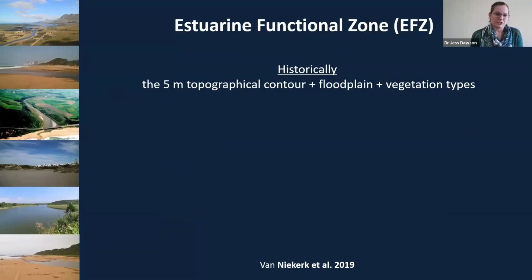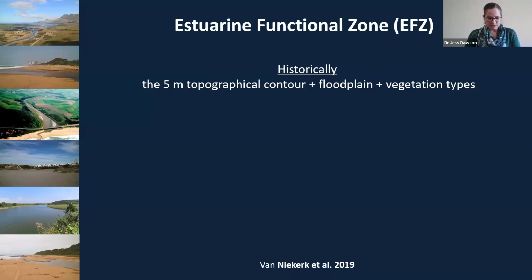So the estuarine functional zone was declared. Originally, or historically speaking, the way that they prepared these boundaries was looking at the 5-meter contour. As I said, it's not 5 meters from the estuary on a flat scale. It's a topographical contour, so it's 5 meters above the water level, as well as looking at the floodplain and flood levels, and then vegetation types.